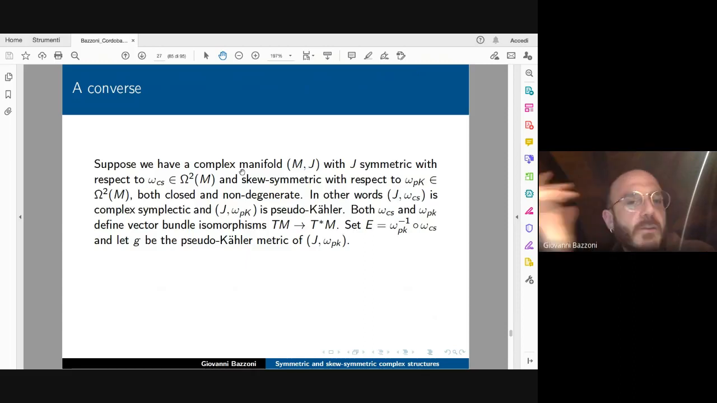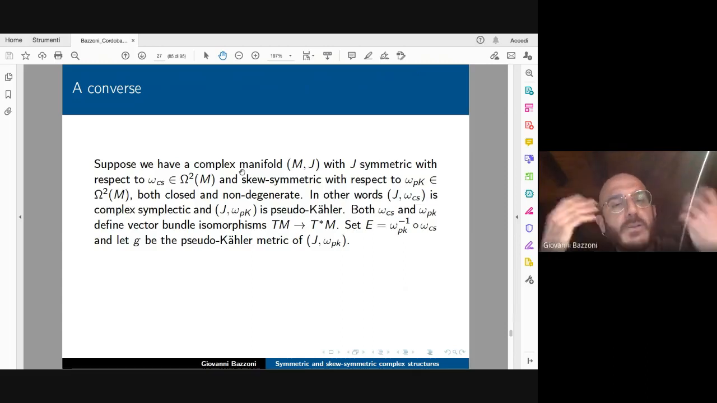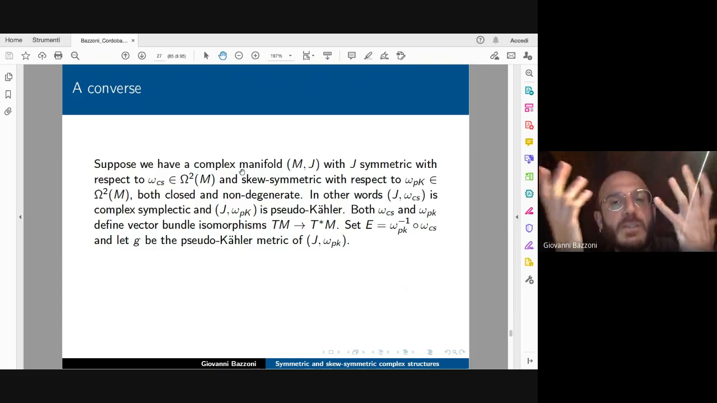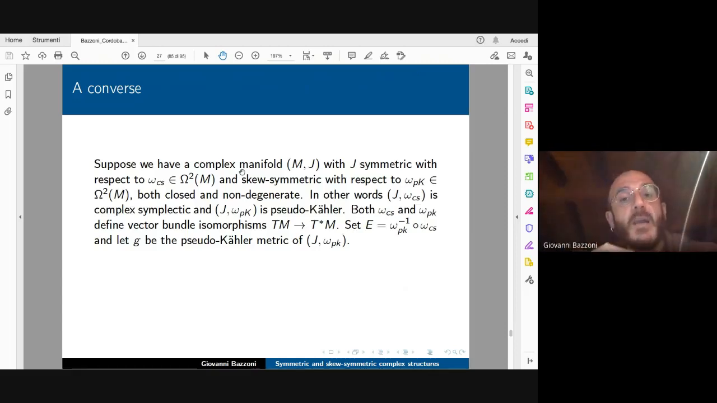Suppose you start with something different. You try to reverse your path. Suppose you have a complex manifold (M, J), and you know that J is symmetric with respect to some two-form omega_CS and also skew-symmetric with respect to omega_PK. So you have a fixed complex structure, which is symmetric with respect to omega_CS and skew-symmetric with respect to omega_PK, and you know that omega_CS and omega_PK are both closed and non-degenerate. So omega_CS is complex symplectic and omega_PK is pseudo-Kähler.